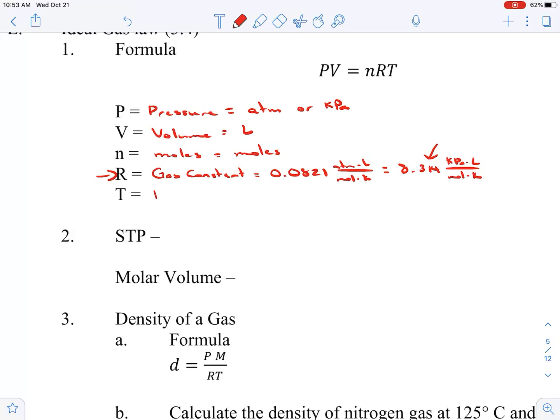T is our temperature, and that has to be in Kelvin. So remember, to get to Kelvin from Celsius, K equals degrees C plus 273. You can add the 0.15 or not.